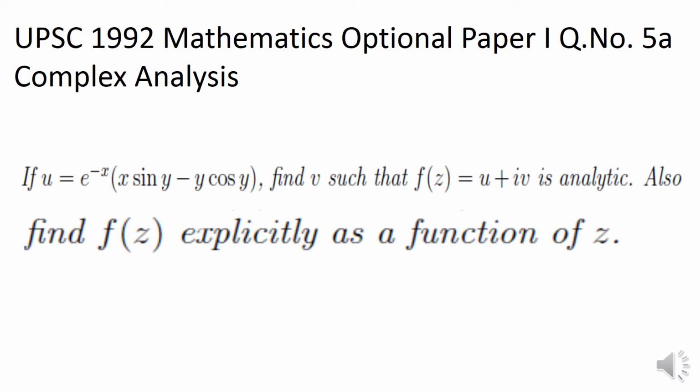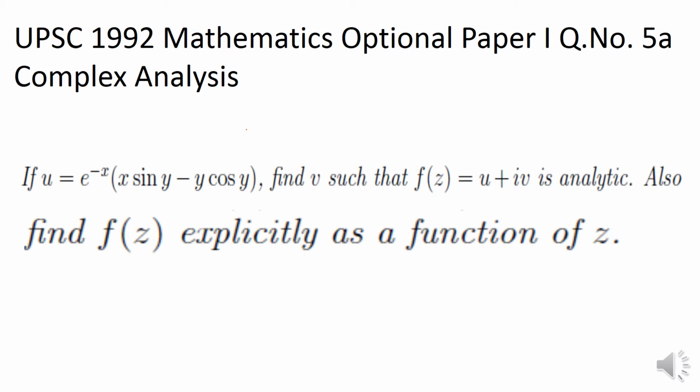In this video I would like to discuss question number 5A of Mathematics Optional Paper 1 UPSC 1992. This question is of complex analysis, and the question is: if u is equal to e to the power minus x (x sin y minus y cos y), find v such that f(z) = u + iv is analytic. Also find f(z) explicitly as a function of z.